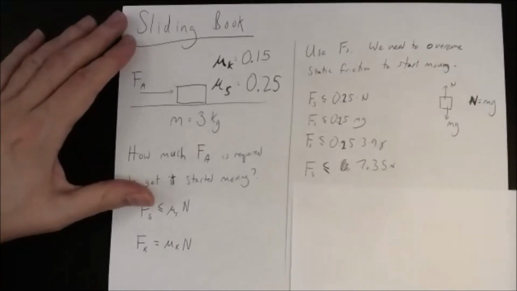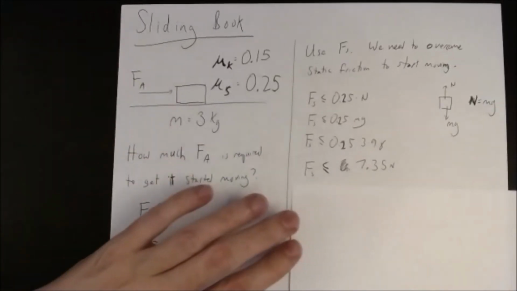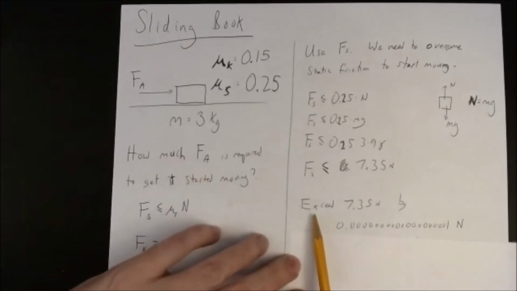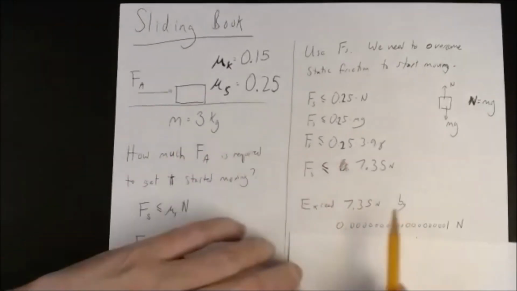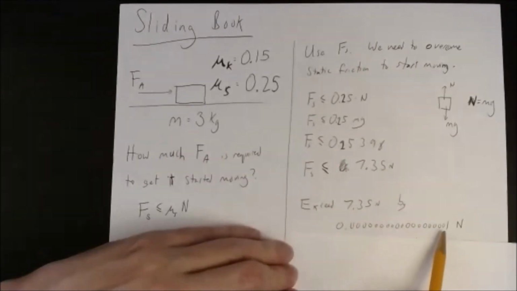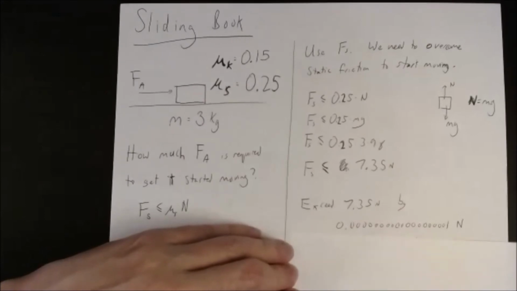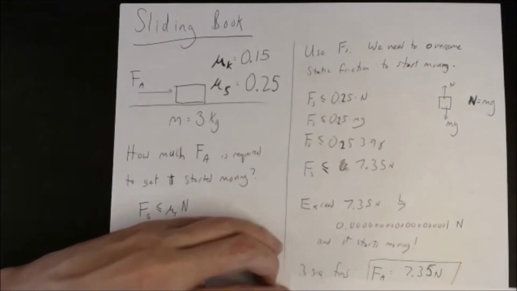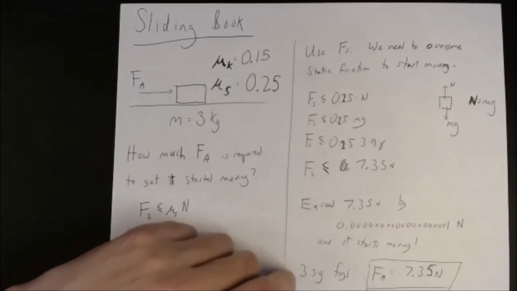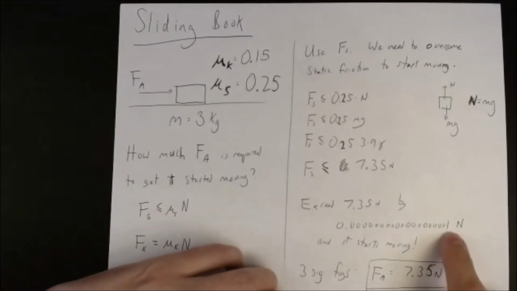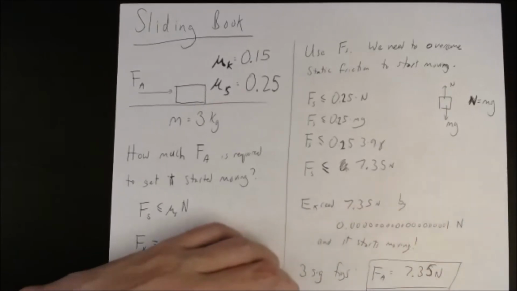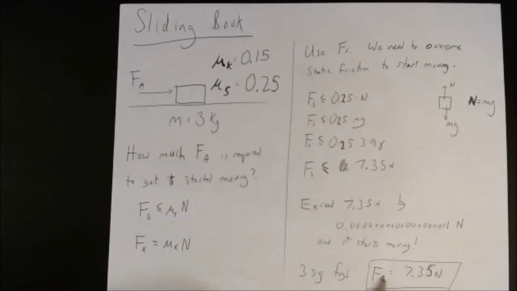This is kind of annoying to some people, that there's like limits and whatnot. So here's a way of thinking about it. To get this book to start moving, I need to exceed 7.35 newtons by 0.000000001 newtons. But who cares about that? We're just going to have 3 sig figs. So with 3 sig figs, that's 0. So if we just say 7.35 newtons and it's going to start moving at that point, that's good enough.